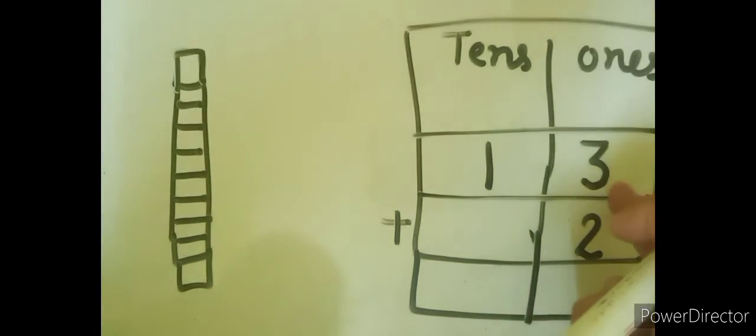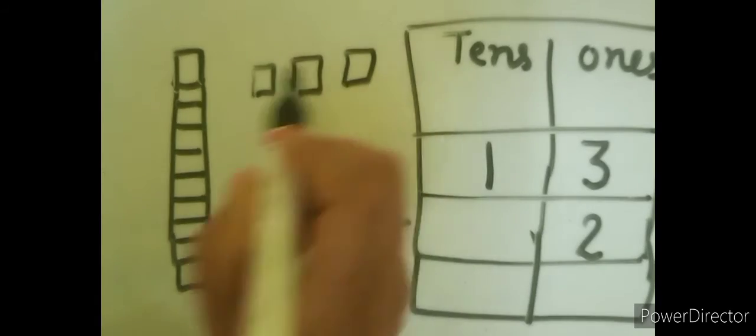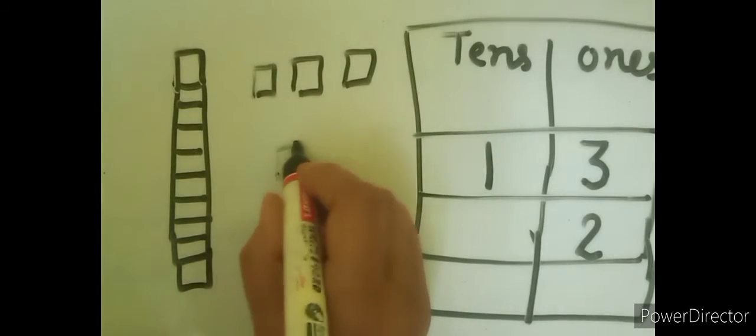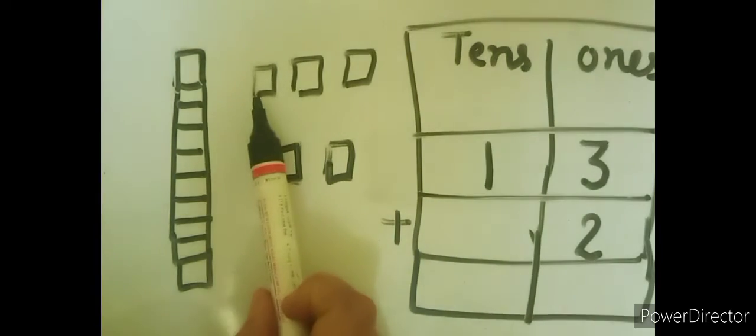Okay, now look here, children. Here in the ones place is 3. Now you have to draw 1, 2, 3 blocks. Again look here. In the ones place, write a 2. Now you have to make 2 blocks. Now you have to count all together. 10, 11, 12, 13, 14, 15. Now your answer is 15.